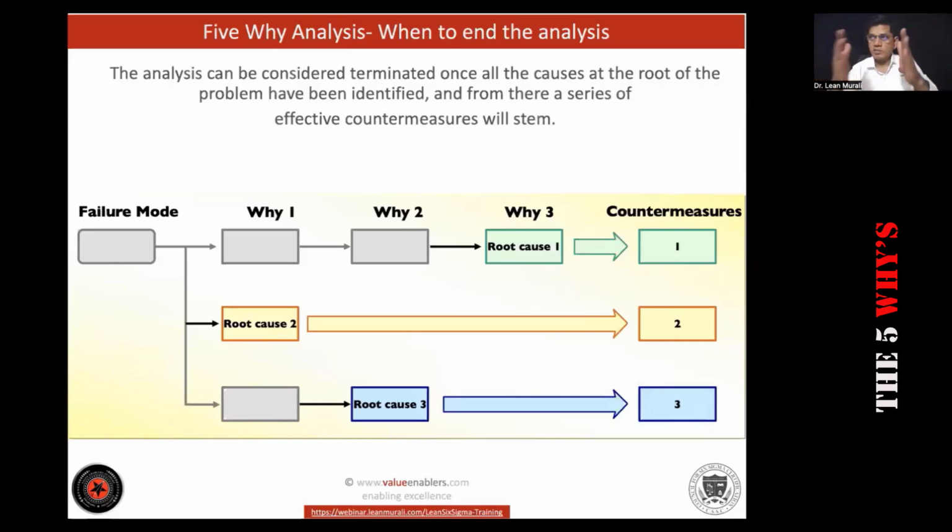It can be this or this or this. And why has this happened? Number one has happened because of this. Why has this happened? Because of this. So when you go to the depth, at the third level, you have a root cause for which you can take a countermeasure. When you ask the second why, that itself can be a root cause. We can take a countermeasure. Or the third one, the root cause can come in the second level.